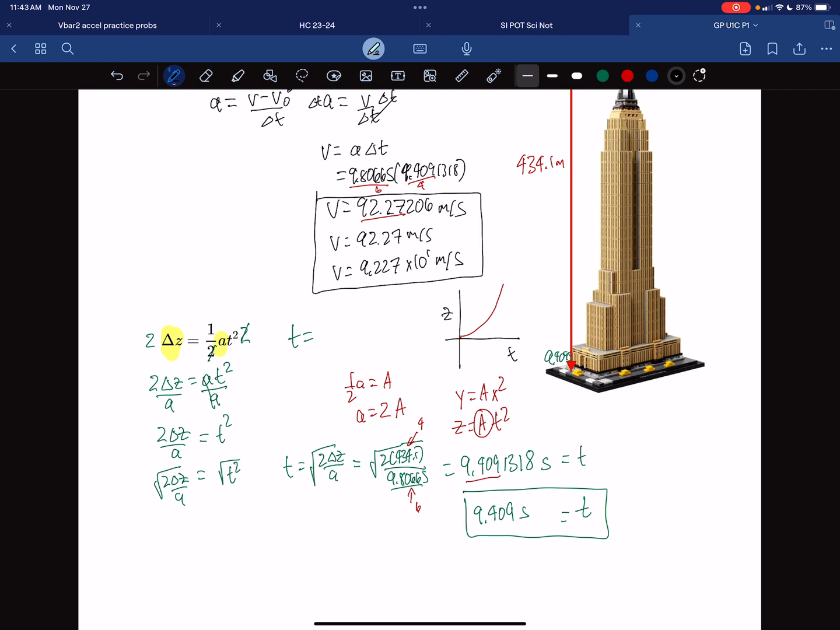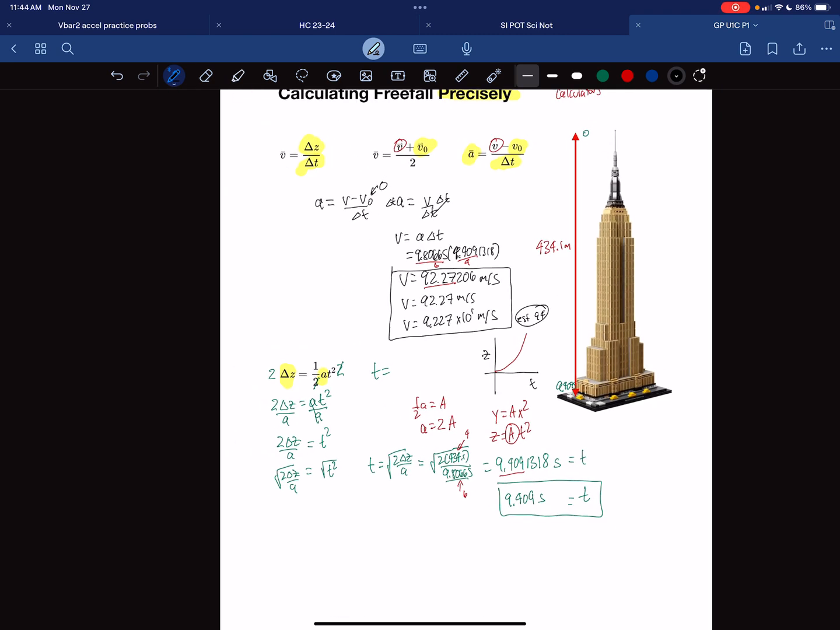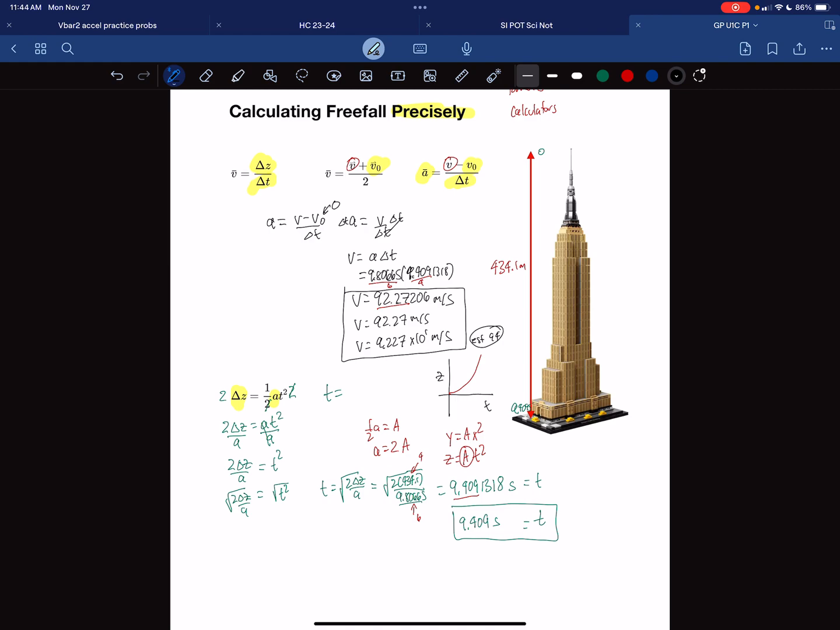So this is how we can find the value very, very precisely. We estimated this value to be about 94, so we were off by a couple, but we were pretty close. This one we estimated to be less than 9.5, and we were right on the money. So that's how we go about calculating the values precisely.